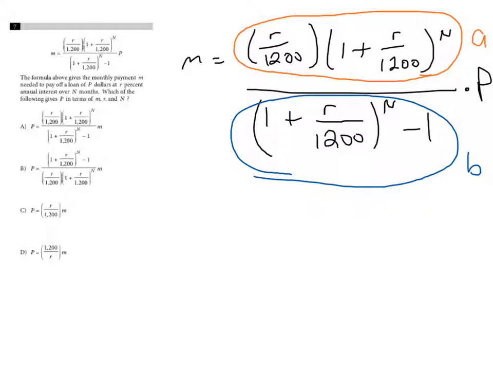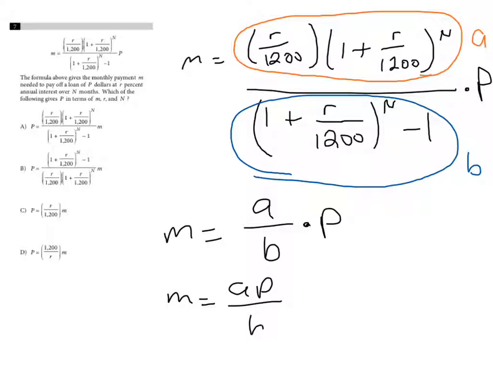Therefore, when I rewrite everything I have, I'll have M equals everything on this top part, but instead of writing this whole thing, I'm just going to rewrite and say it's A. Apologize. A over this whole denominator, which instead of writing 1 plus R over 1200 to the n power minus 1, I'm just going to write B and multiply it by P. And so now I could just solve this equation for P. So let me rewrite this to put my P on top and just isolate P, get P by itself.